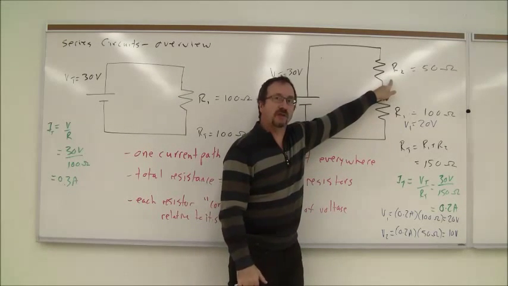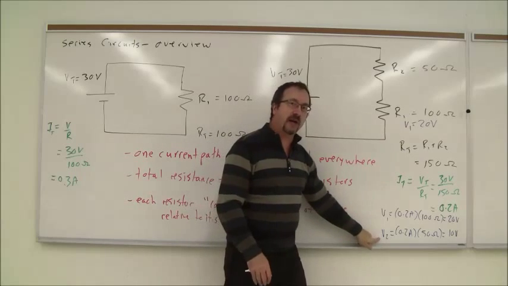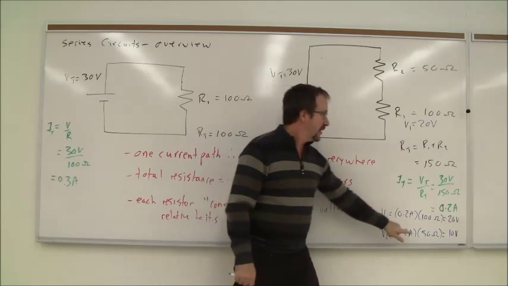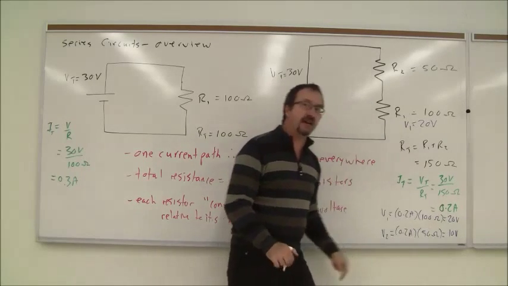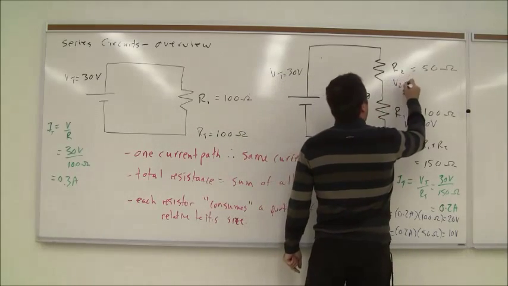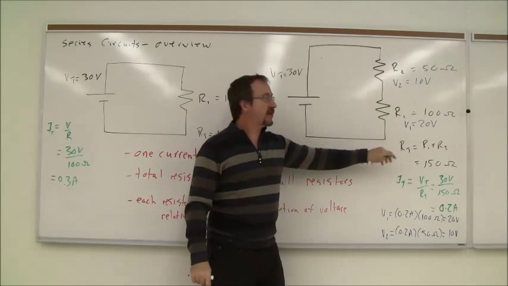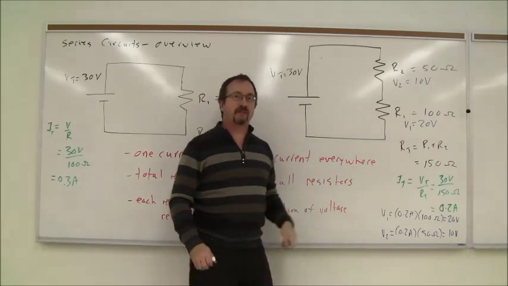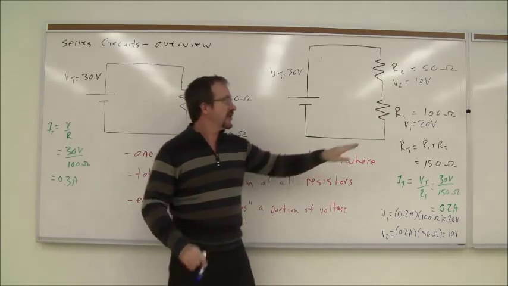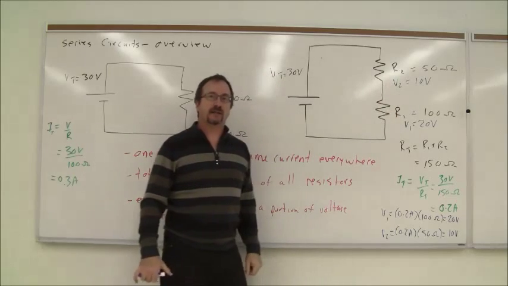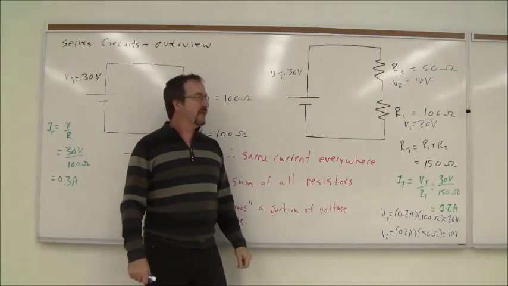V2, so the voltage going through resistor 2, is 0.2 amps, again, the same current everywhere, times the 50 ohm resistance is 10 volts. Less voltage there to generate the current, more voltage here to generate the same current, because there's higher resistance here and lower resistance there. Hope you find that helpful.